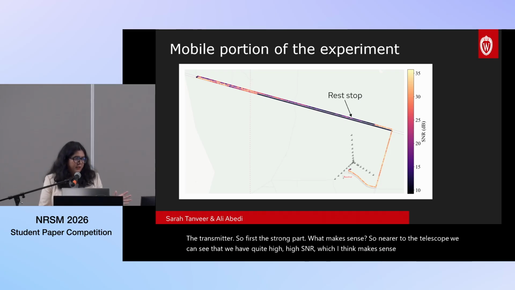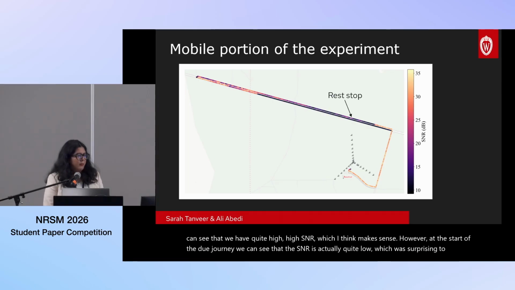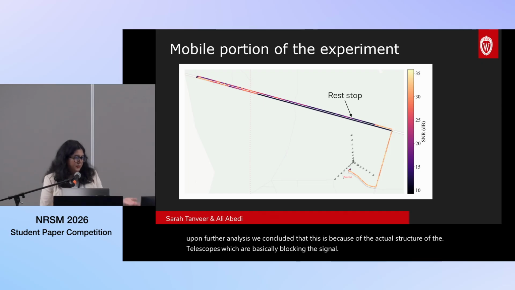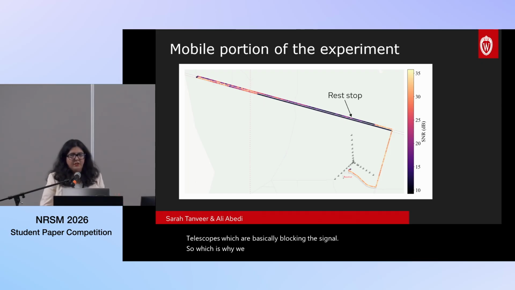However, at the start of the journey, we can see that the SNR is actually quite low, which was surprising to us. And upon further analysis, we concluded that this is because of the actual structure of the telescopes, which are basically blocking the signal. So which is why we have low SNR at the start.